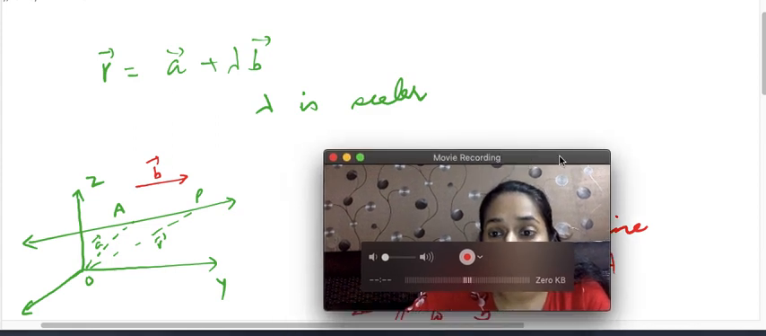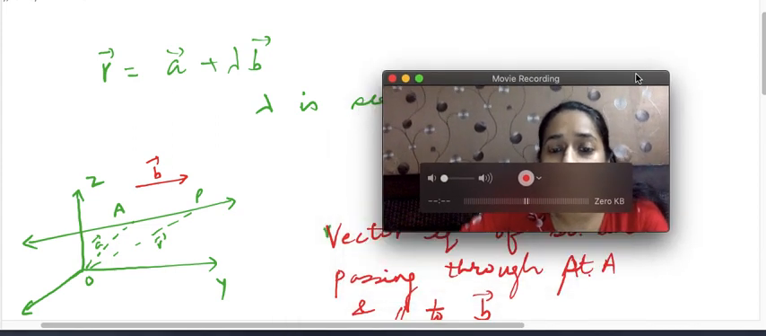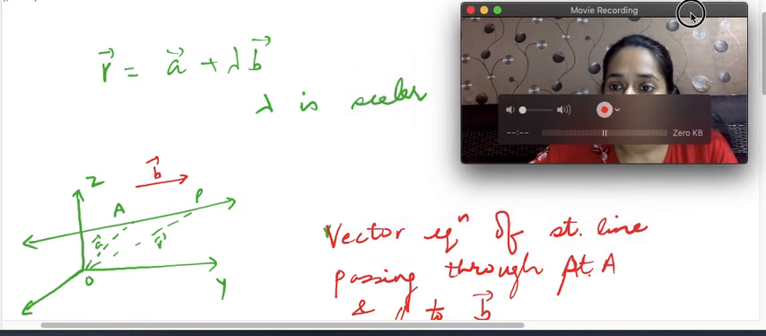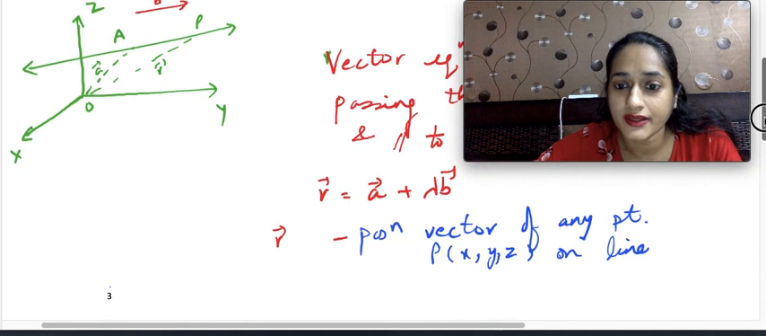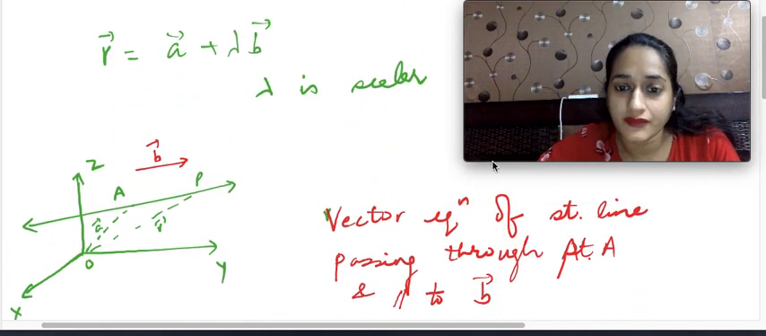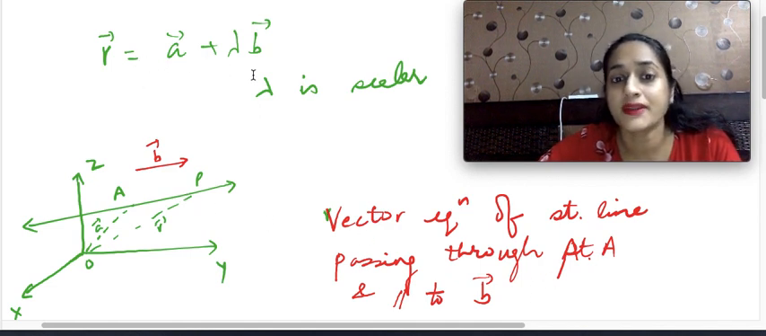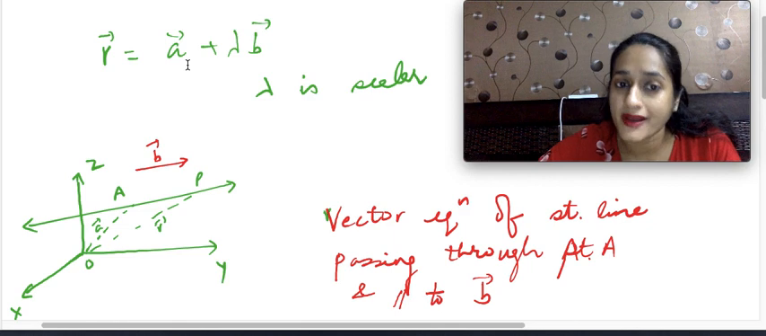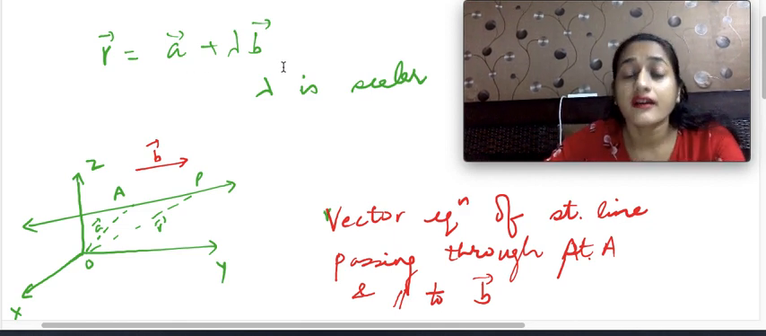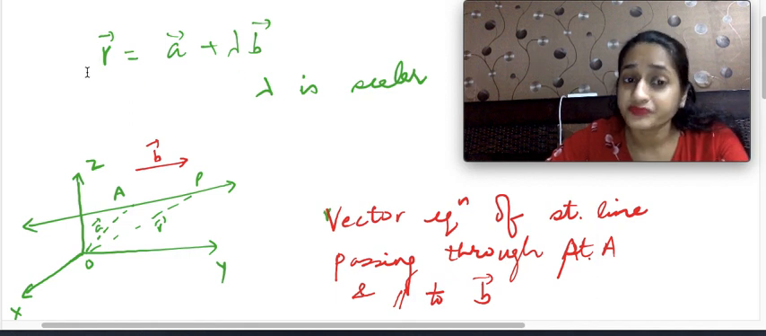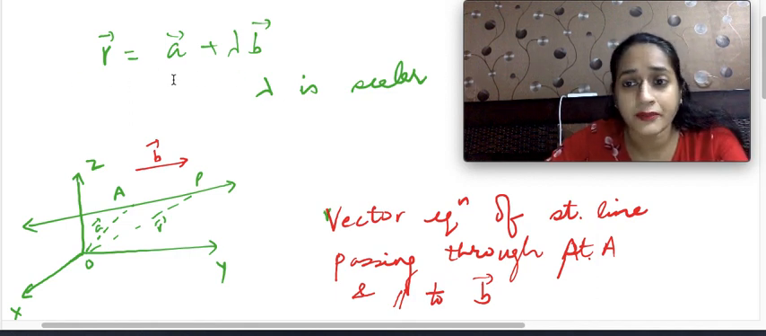Now we have another concept related to it. Another question to you. The vector equation of a straight line passing through point A and parallel to vector b is r equal to a plus lambda b. a is the position vector of the passing point and b vector represents the direction vector. So the equation of the line becomes r is equal to a plus lambda b.